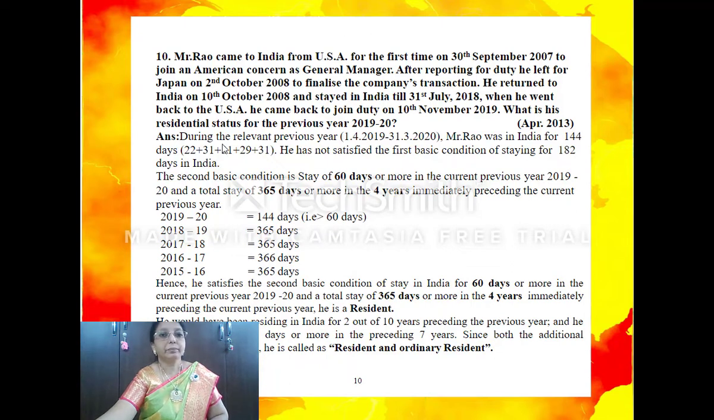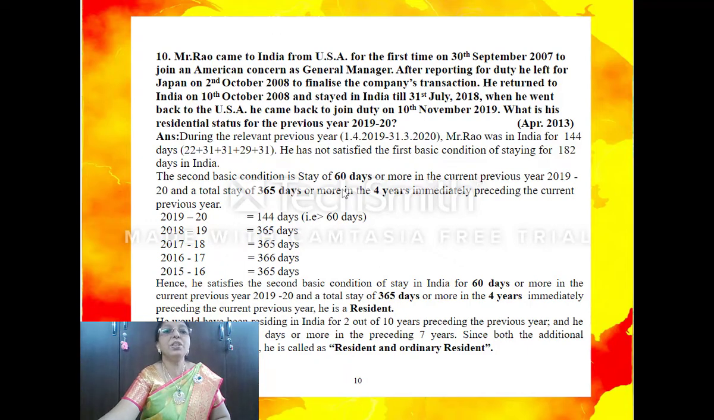Our previous year is from April to March, and in that, on November 10th only he comes here, so 22 days he is here. December 31 days, January 31, February 29 and March 31. So he is there for 144 days. He does not fulfill the first basic condition of 182 days, but we have a second basic condition which says 60 days in the previous year. 144 is more than 60. So the stay in India for at least 60 days in the previous year is satisfied.